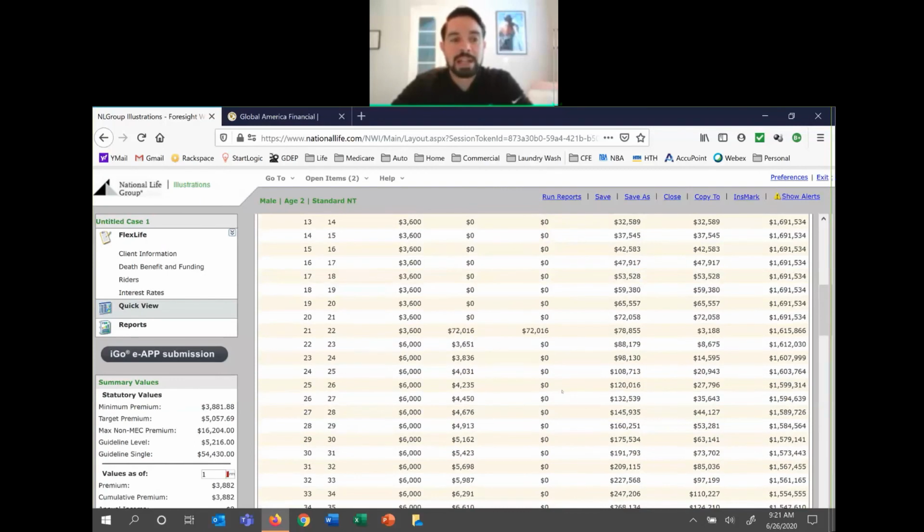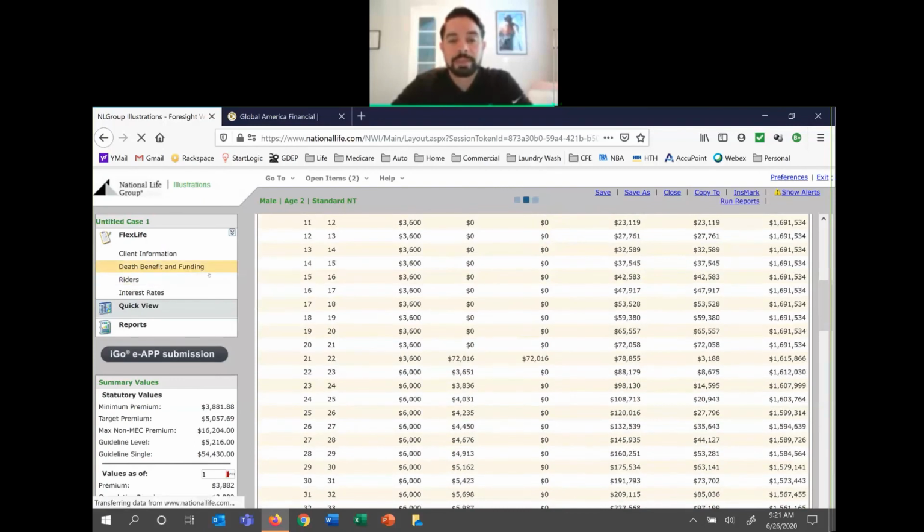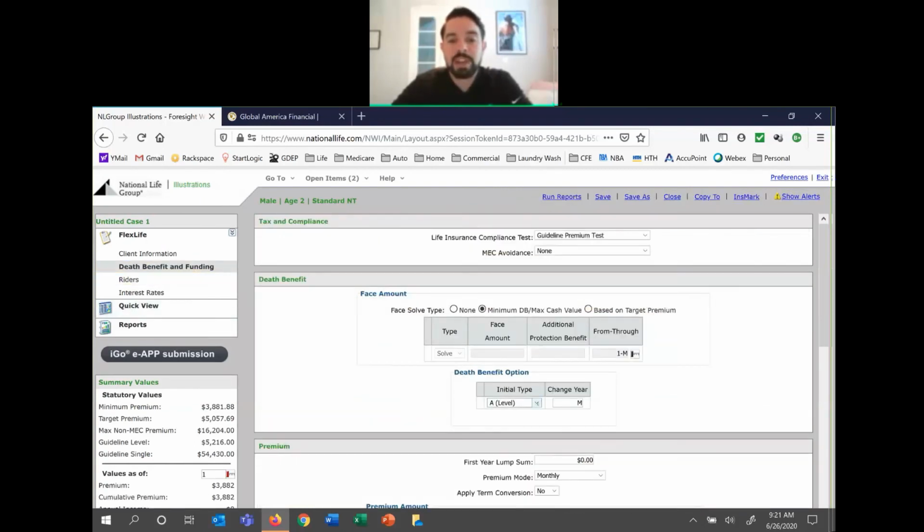So what we're going to do is go back to death benefit funding and make one tweak. That tweak is changing the death benefit option from level to increasing. Since they are so young, at 2 years old, the cost of insurance will be significantly lower by doing increasing. It also allows us to lower the death benefit early on to allow for growth over time. So you'll see that this may be the better option, increasing versus level, at such a young age. Let's see if that's true.